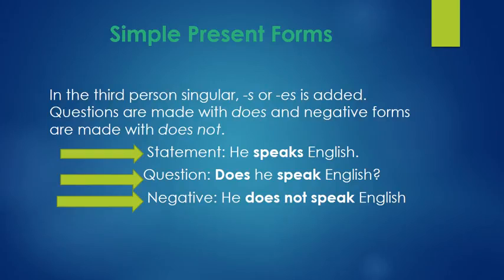How can we form this simple present tense? In the third person singular, like pronouns such as he and she and it, s or es are added. Questions are made with does and negative forms are made with does not. For the statement, for example, we have he speaks English. For the question, we have does he speak English? And with the negative form, he does not speak English.